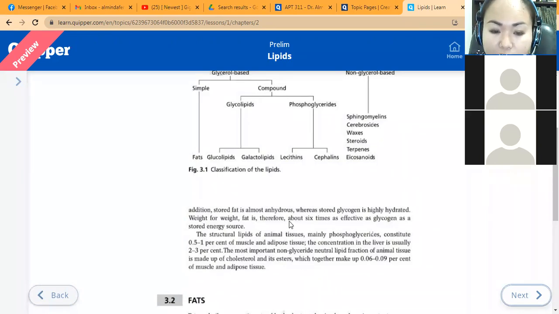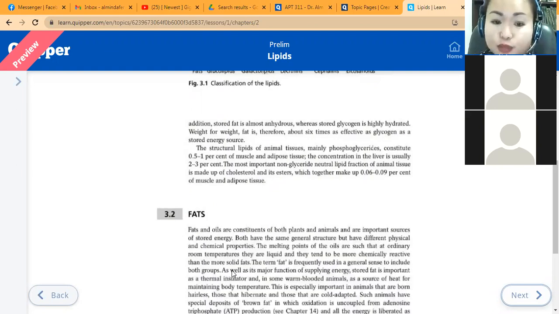So therefore, speaking of fat, it's also a major factor sa weight ng ating animals, diba? Which is 6 times effective as glycogen source, no? And sa animals naman, tissues, mainly nasa phosphoglycerides, sa mga tissue sa liver, meron din kasi kaya meron tayong fatty liver, diba? Sa tao, nagiging sakit yung fatty liver, no? And although mga 2 to 3% lang. And animal tissue, cholesterol, adipose, and muscles.